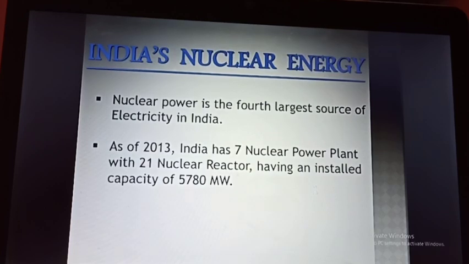Now, India's nuclear energy. India's nuclear power is the 4th largest source of electricity in India. As of 2013, India has 7 nuclear power plants with 21 nuclear reactors, having an installed capacity of 5,780 megawatts of electricity.